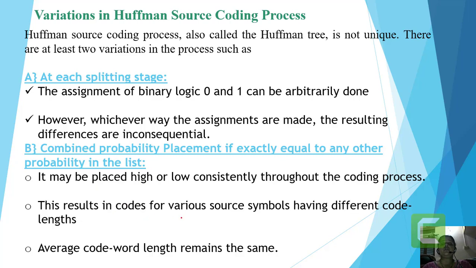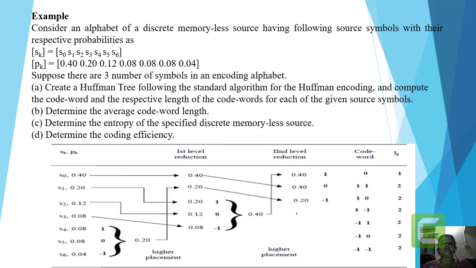The results in codes for the various source symbols will generate different code lengths, and the average code word length will remain the same, even if we use the higher placement or the lower placement. So to prove this variation based upon either case, we are going to see another example and its effect on getting the code word and its code word length to be calculated.